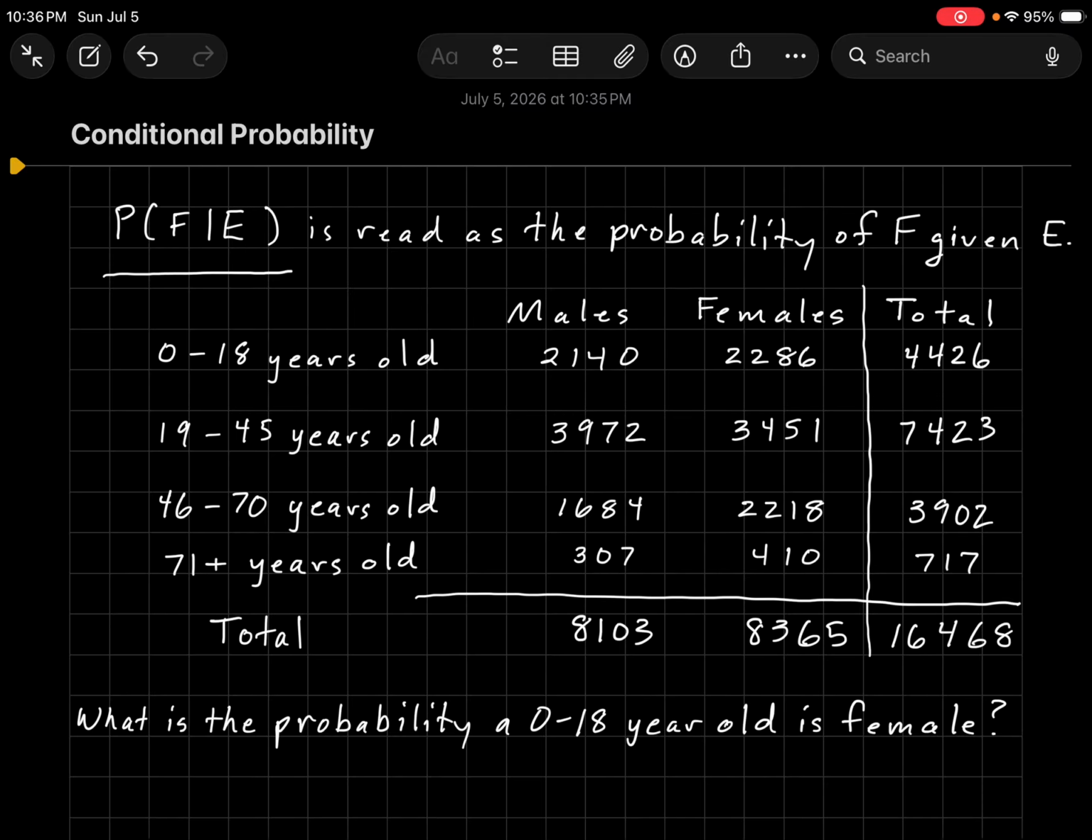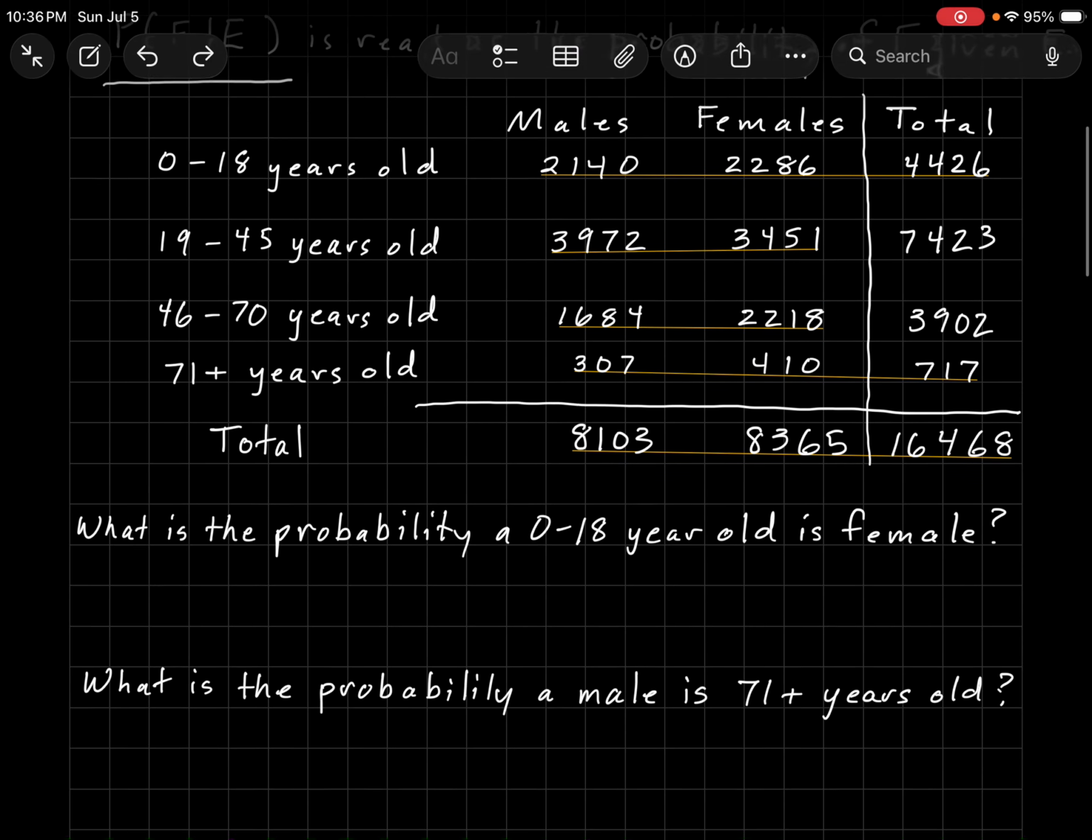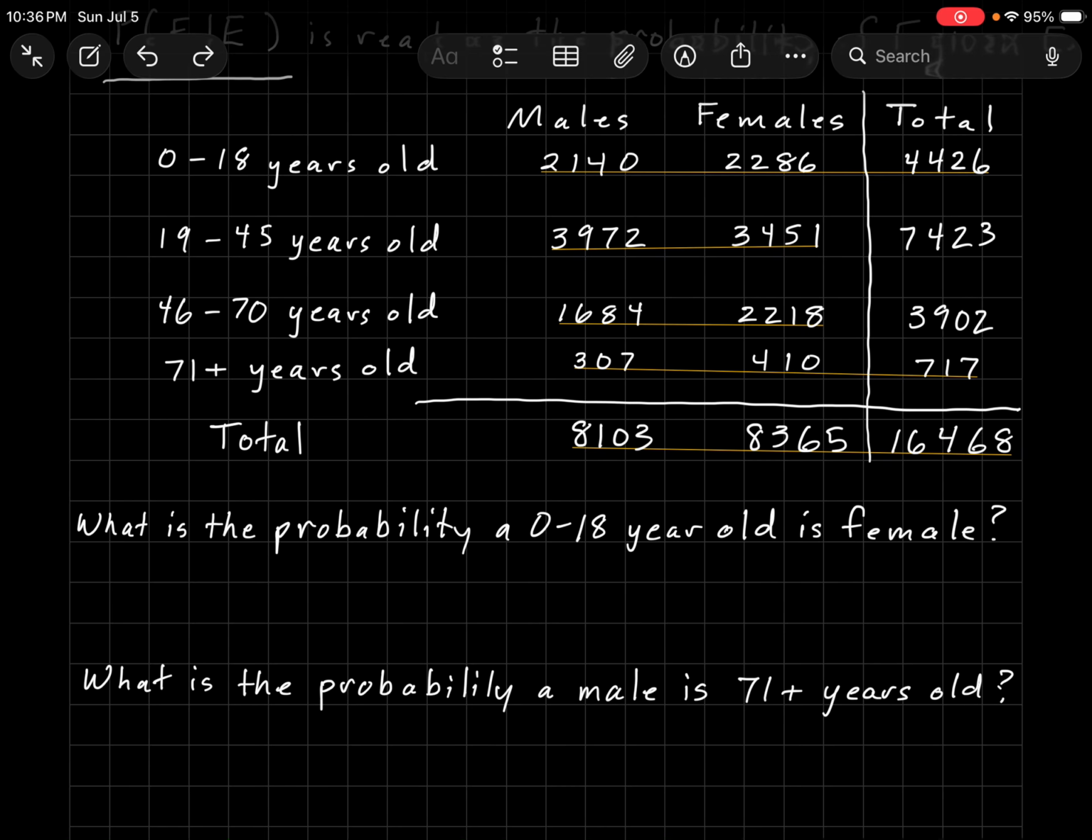Well, let's take a look at this chart. In this chart, we have the ages of males and females in some city, and given different ages. The first question I want to answer is, what is the probability a 0 to 18-year-old is female? And I want to write my notation first just so we get used to it, because sometimes we understand the notation but not the wording, or vice versa.